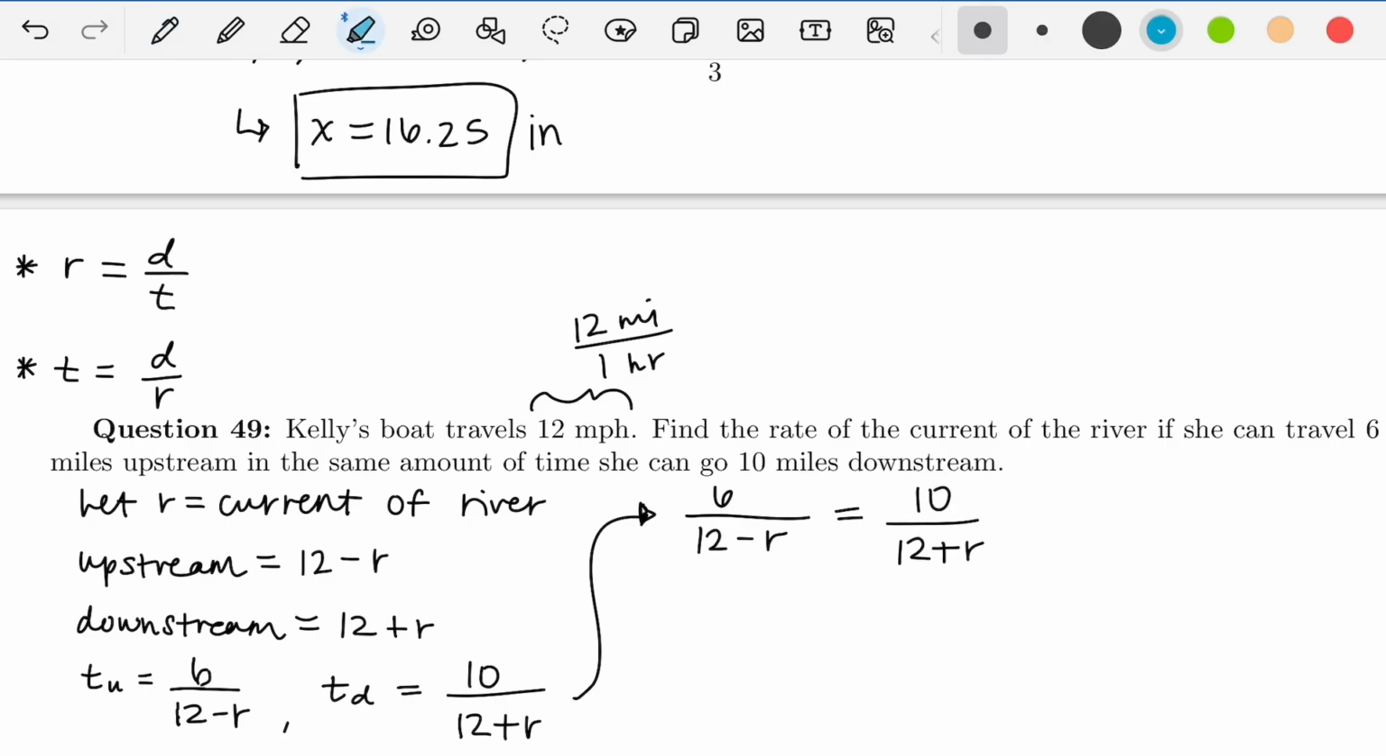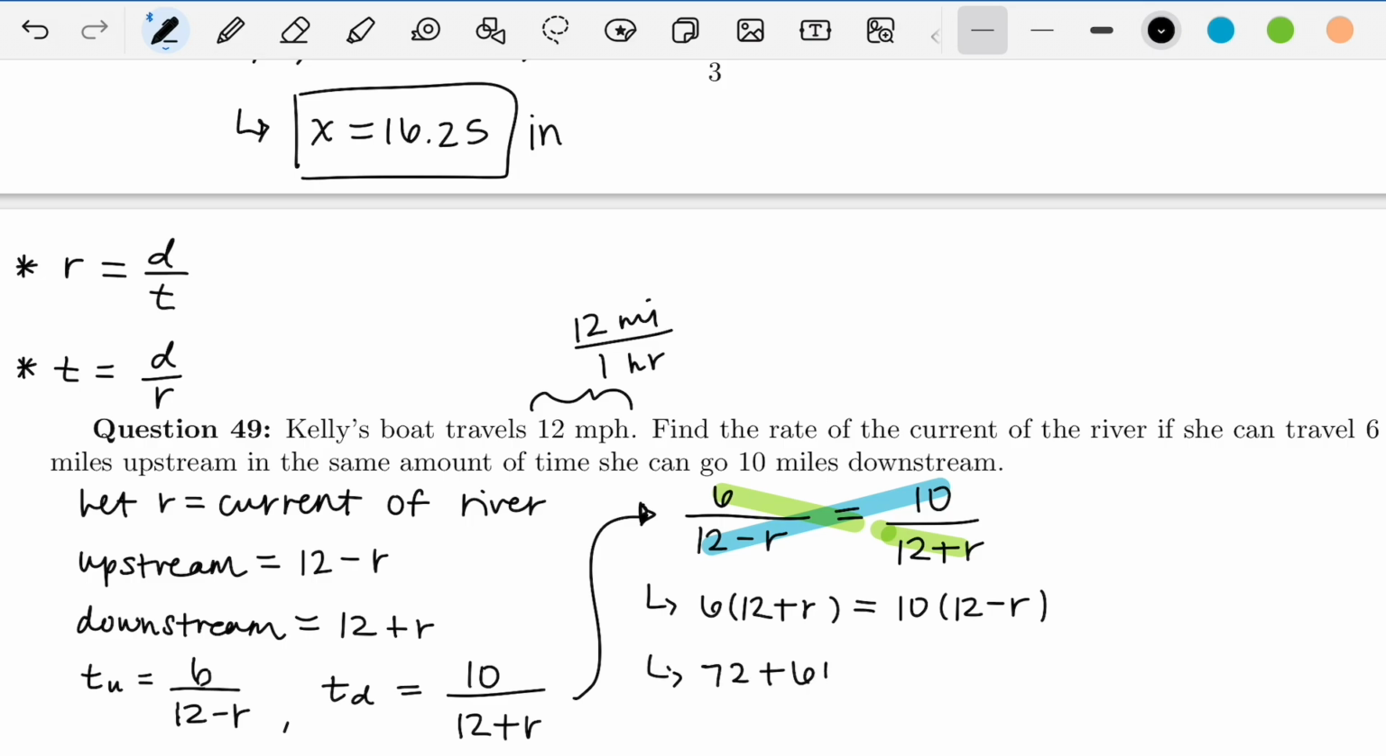So from here, we can solve for our variable R by cross-multiplying like we saw in the last problem. What we're going to be left with is 6 times 12 plus R is equal to 10 times 12 minus R. So from here, we can distribute this 6 to both terms in our parentheses here. We're going to get 72 plus 6R on the left-hand side. And on the right-hand side, we're going to get 120 minus 10R.